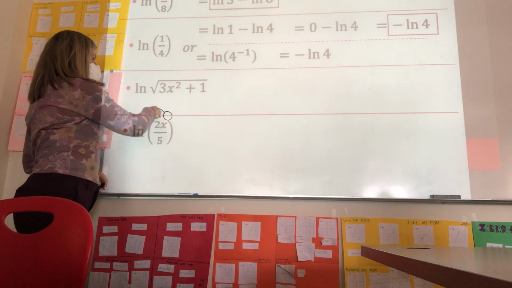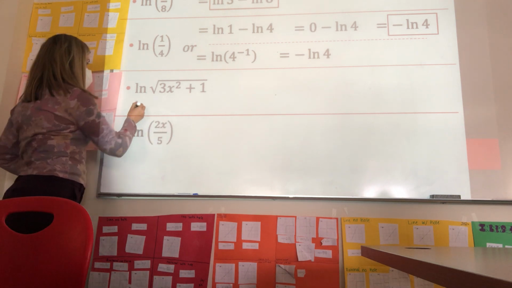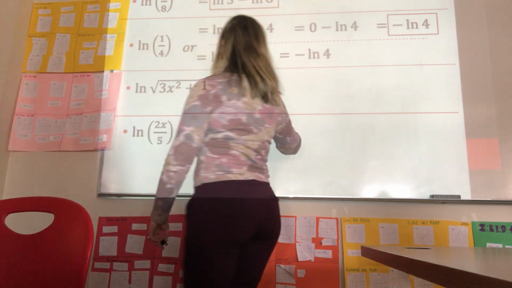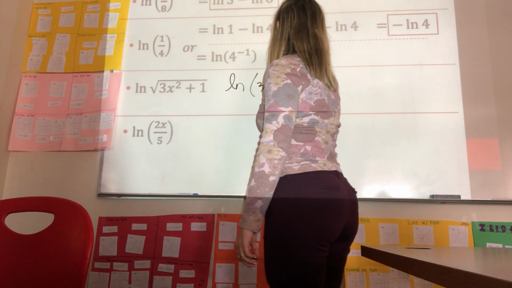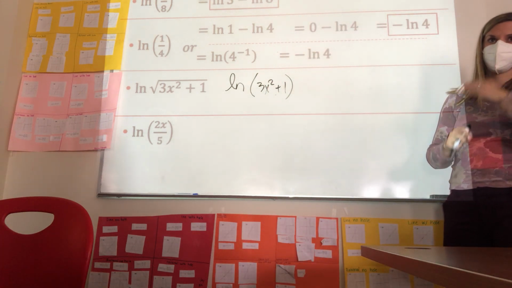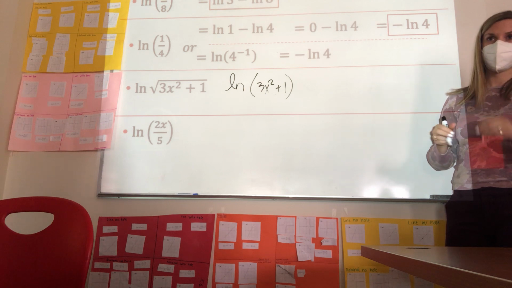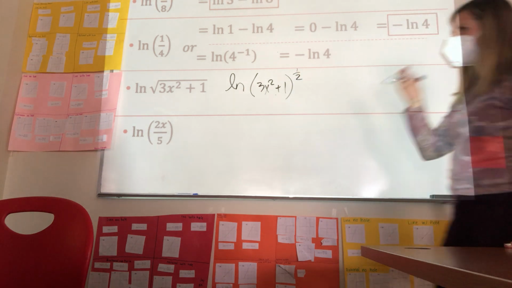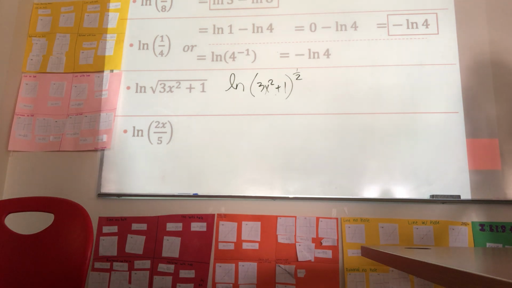Okay, so this one, I'm going to rewrite this first as ln of 3x squared plus 1, all to the 1/2. This is what I forgot to do on the benchmark. I didn't know how to rewrite it. So square root's exponent of a half, right? Yeah. I need a refresher on how to do that. We always forget all that. Studying's good for that.